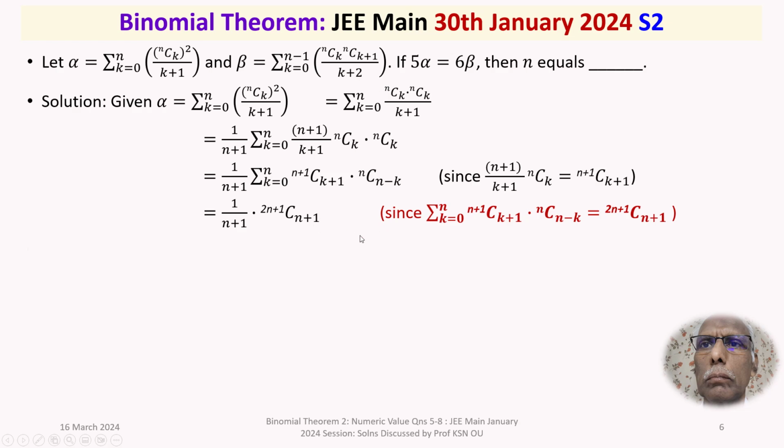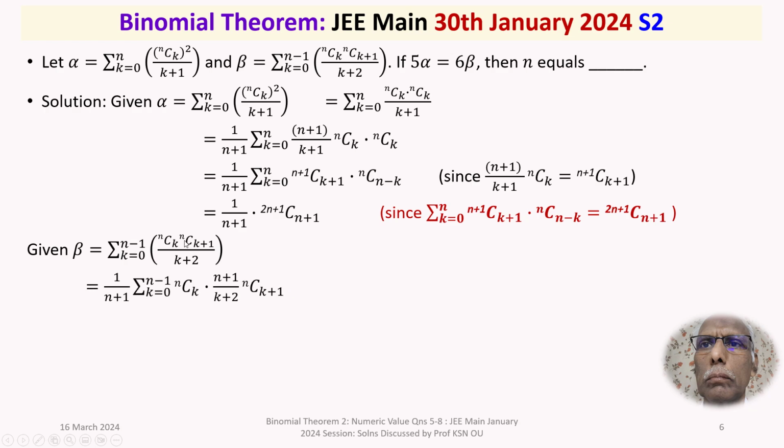So go to beta. Beta is equal to sigma k is equal to 0 to n minus 1 nCk into nCk plus 1 by k plus 2. Again, we look at nCk plus 1 by k plus 2. If I multiply and divide by n plus 1, then you will get n plus 1 by k plus 2 multiplied by nCk plus 1. Then it will be n plus 1 Ck plus 2. This is the same result.